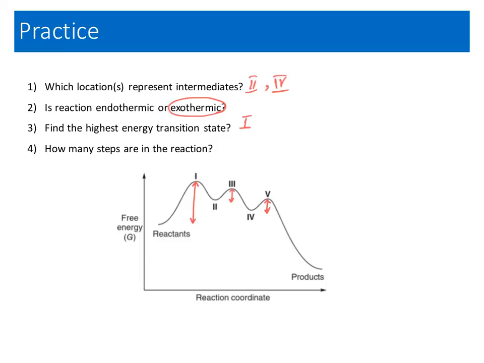The fourth question is asking how many steps are in the reaction. The number of transition states gives us the number of steps in the reaction. We have 1, 2, 3 transition states. So we have 3 steps.